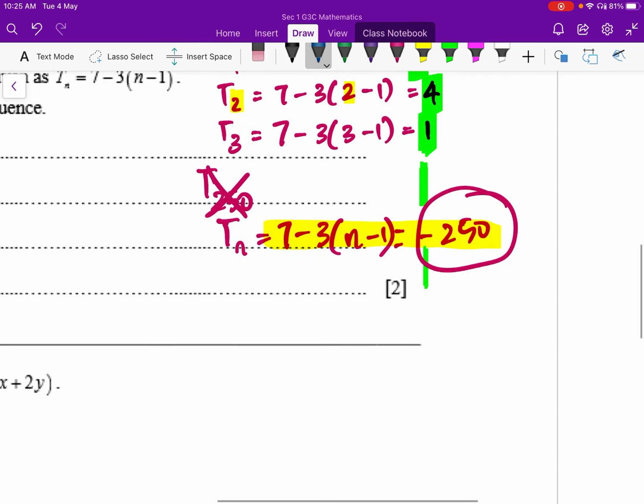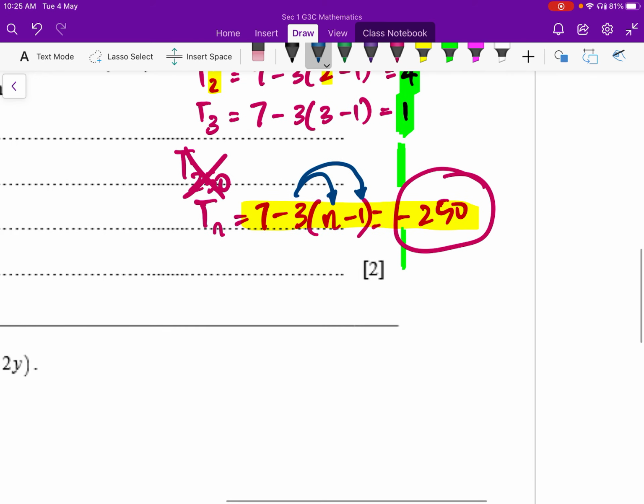And to my horror, you simplify the left hand side as 4 times of n minus 1. Oh, this one I really want to vomit blood. How can you have 7 minus 3 times of n minus 1 give you 4 times of n minus 1? They are different. You are supposed to expand. Negative 3 times n. Negative 3 times negative 1. So on the left hand side, we have 7 minus 3n plus 3. This is equals to negative 250.